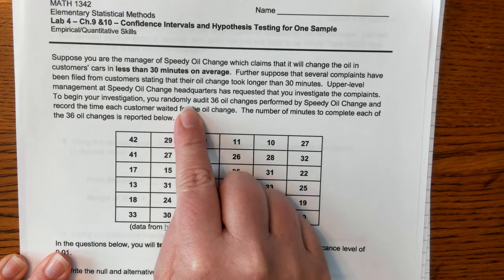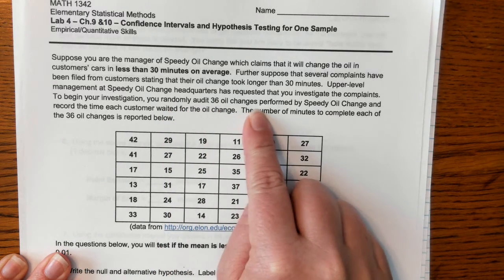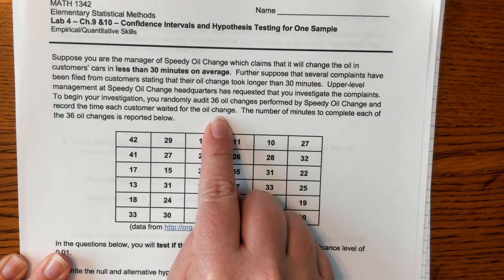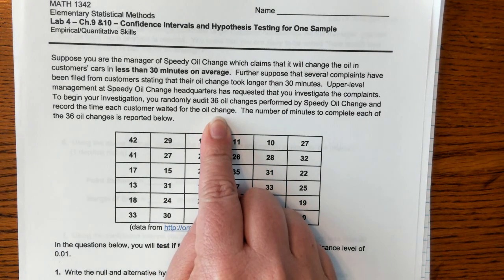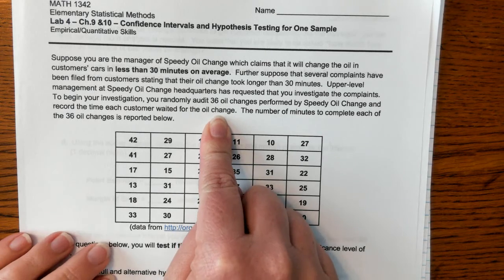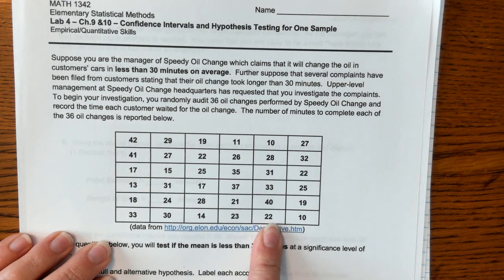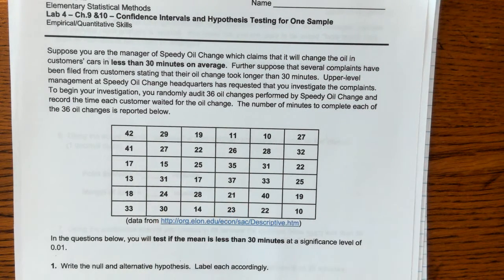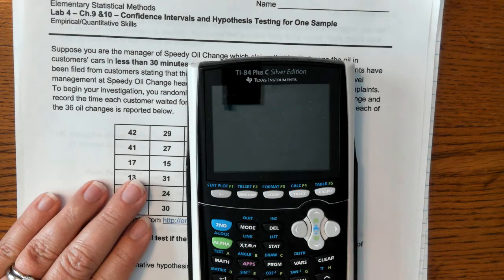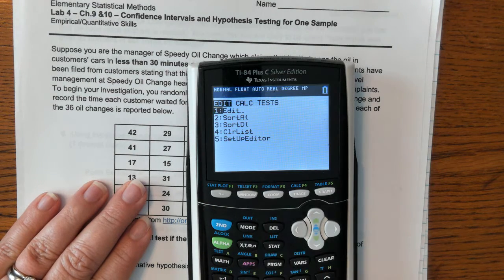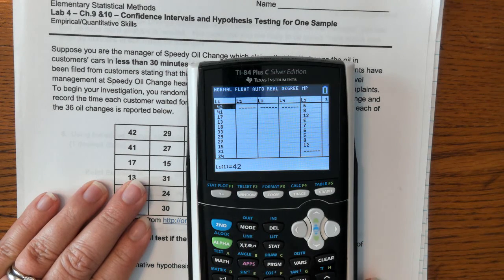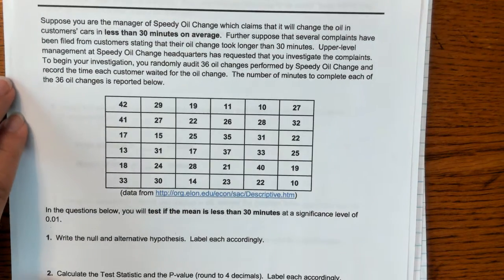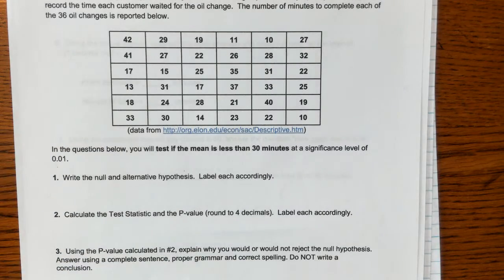I'm going to randomly audit 36 oil changes performed by Speedy Oil Change and record the time each customer waited for their oil change. So you randomly pick 36 cars that come into the business, and time how long it takes for them to get their oil change completed. And that data is recorded here. I have entered that data already in my calculator. Stat, edit, and there's my data right there. I put it in L1. Make sure that you do that before you carry on with the video here. Okay, so here's our data.